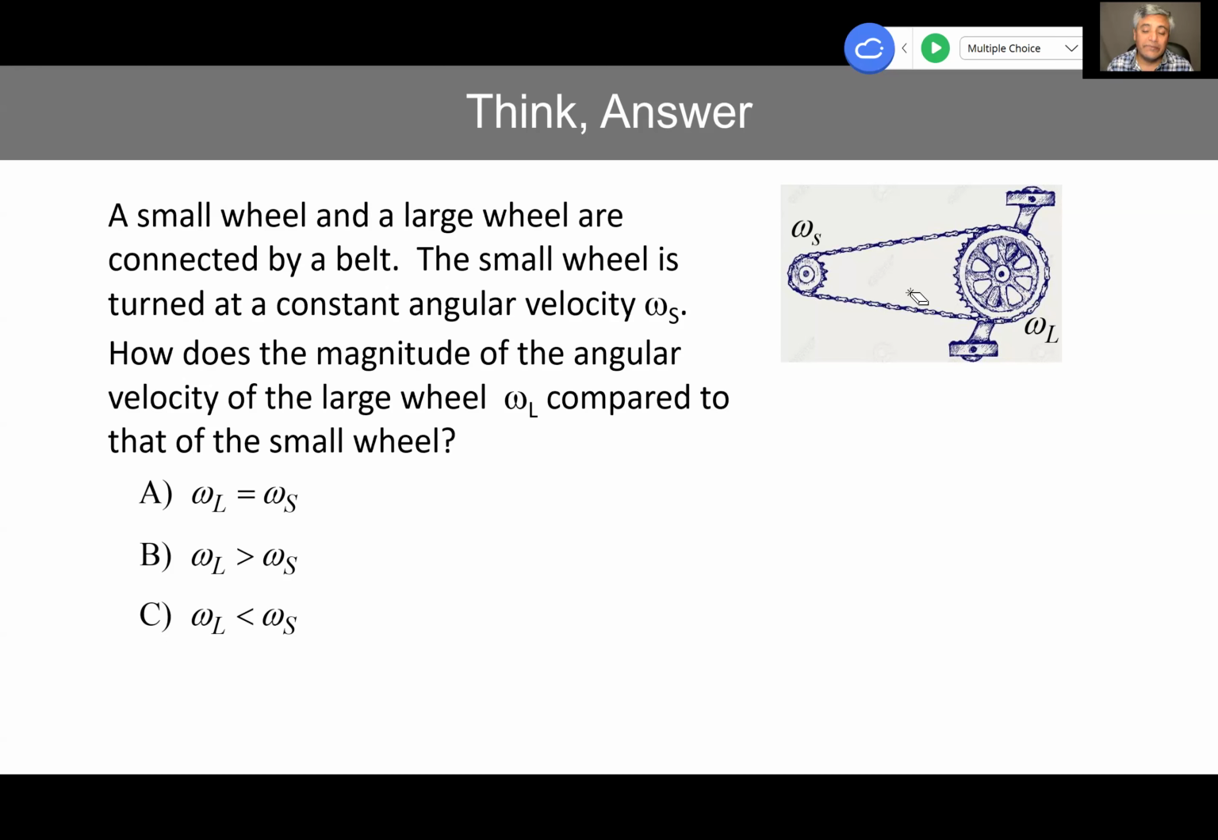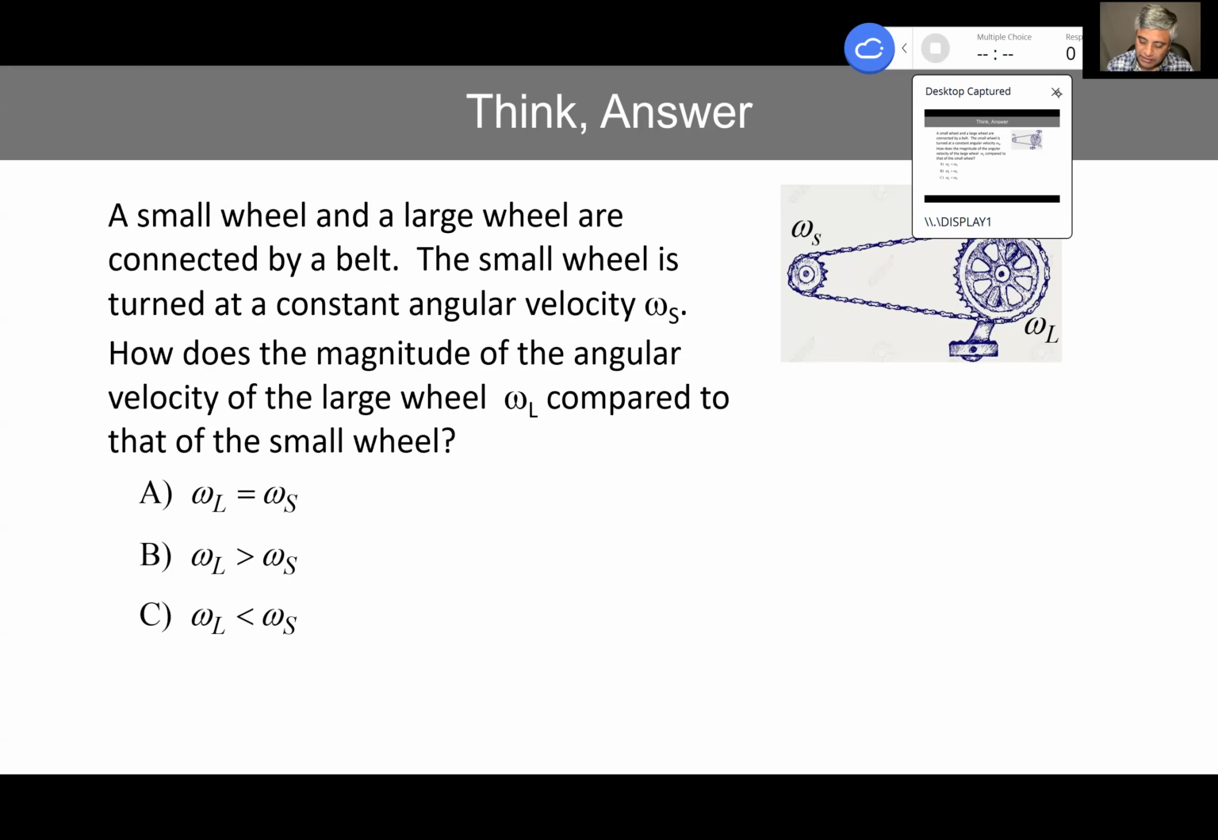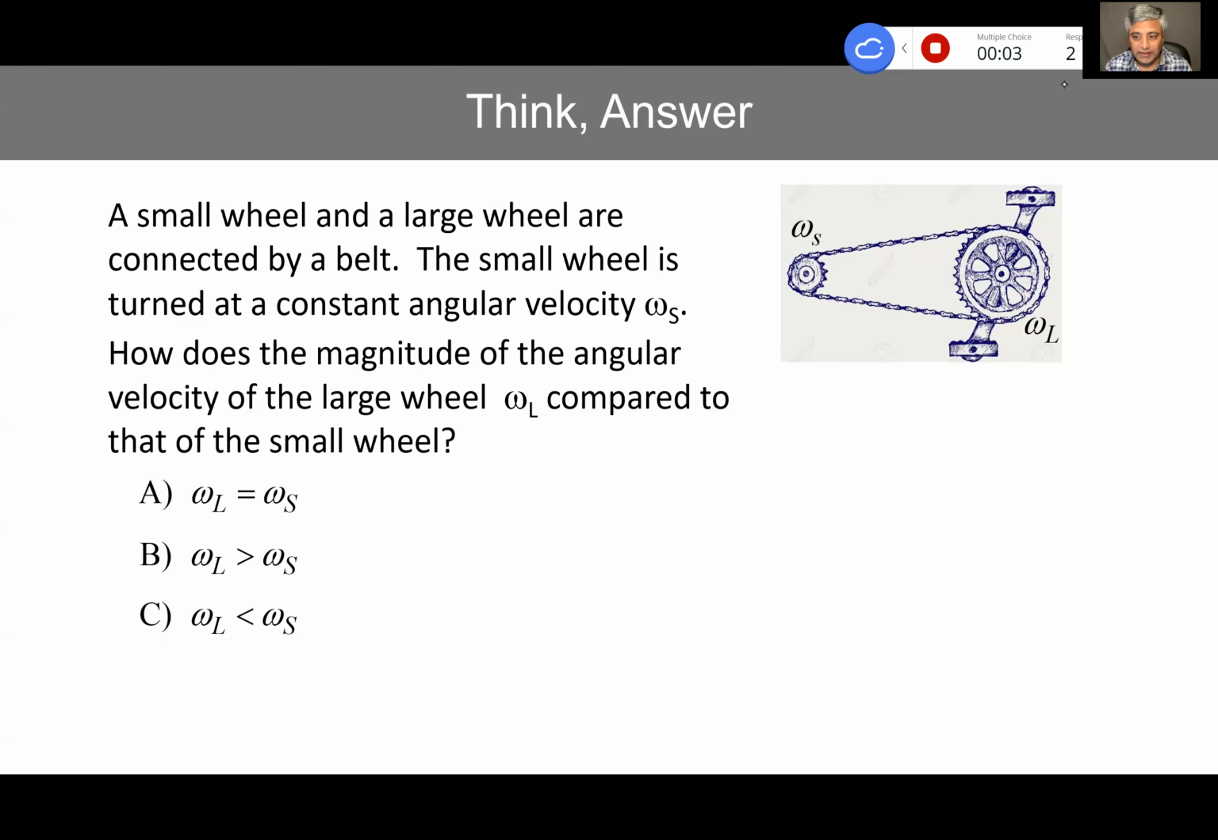Which one is spinning faster? Right? Angular speed is spin. So which one is spinning faster? That's the question. So you have a minute and 30 seconds to answer this question.